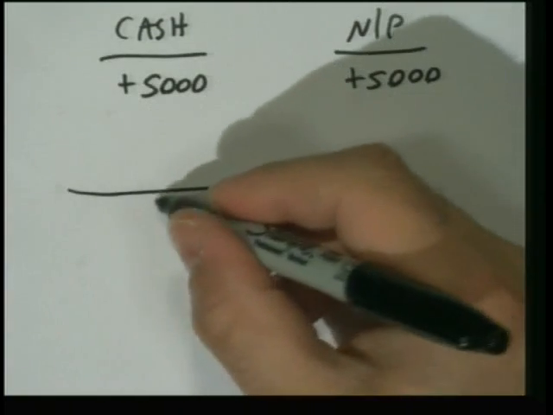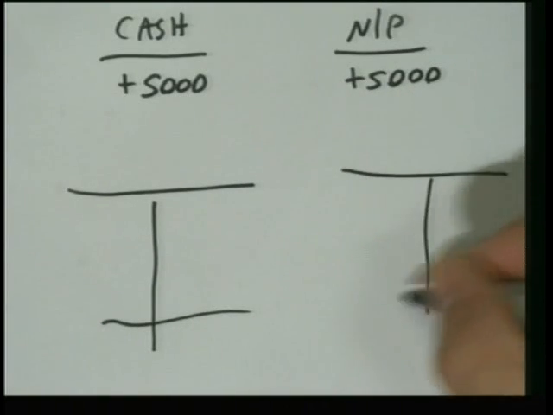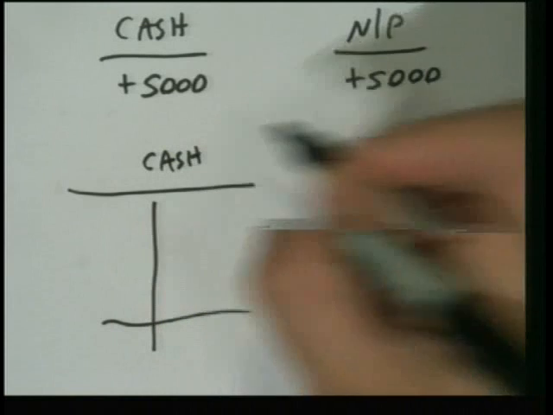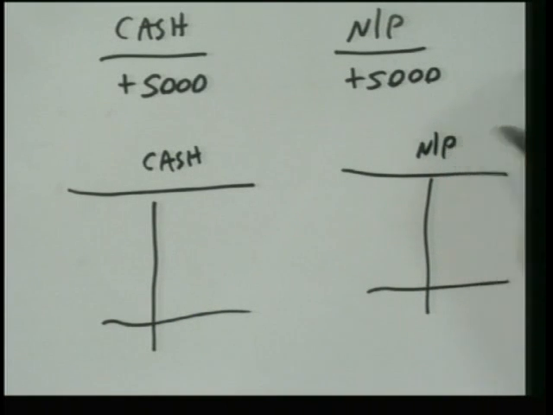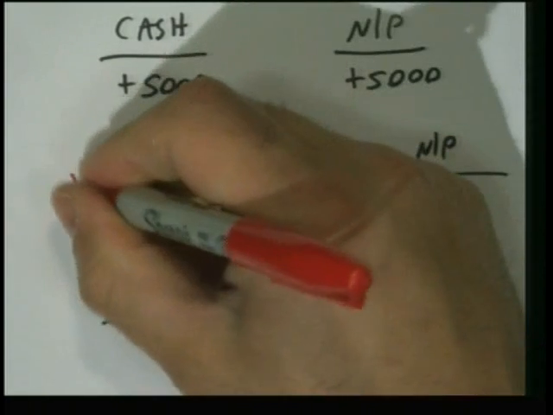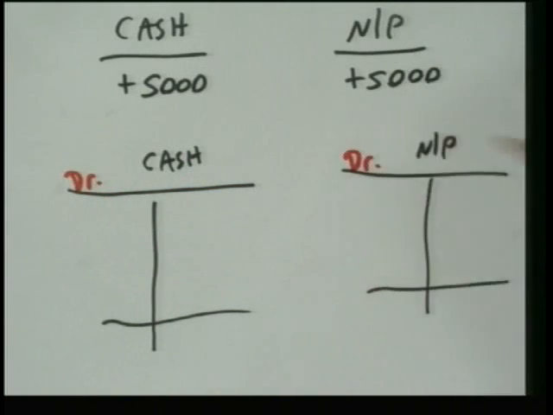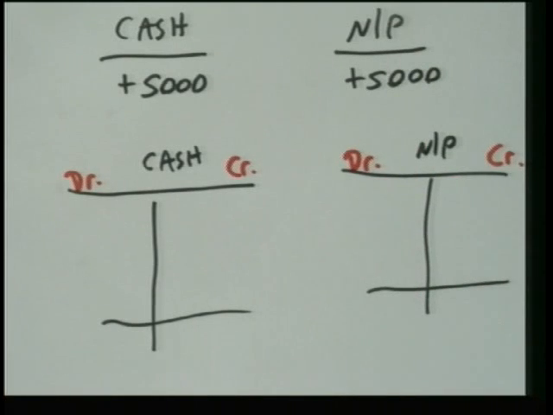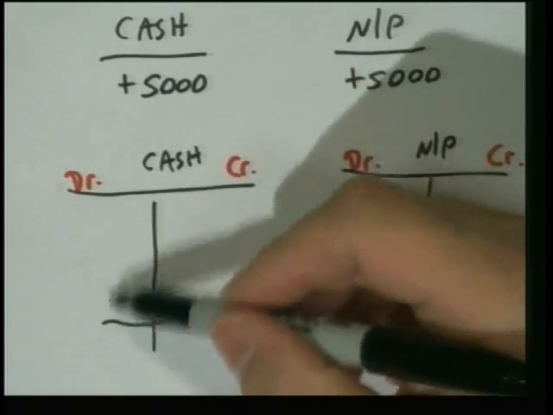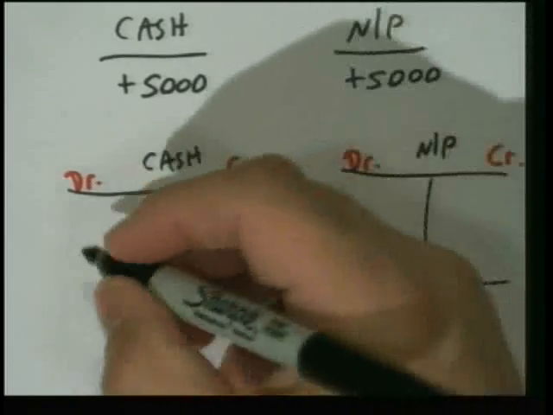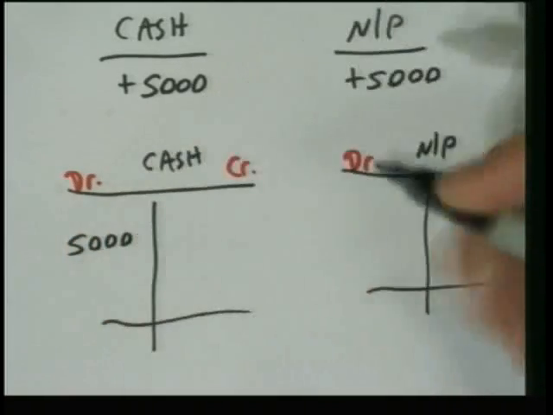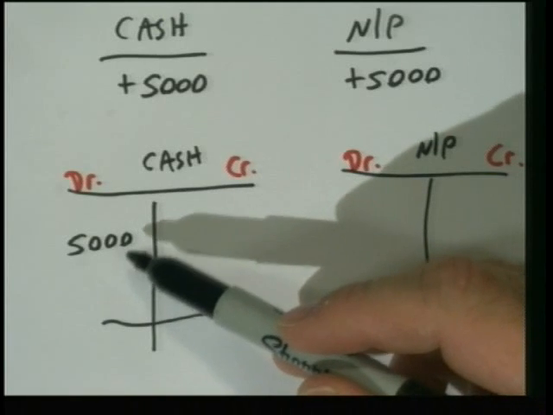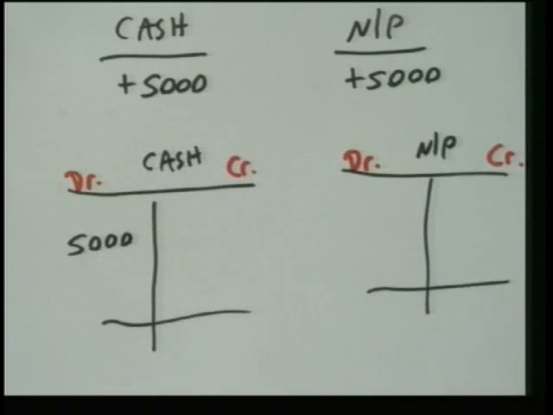Well, let's do T accounts. I'm going to do a T account for cash, and I'm going to do a T account for notes payable. Okay? Now we know that the left side of the T accounts is the debit side, correct? And the right side of the T accounts is the credit side. I also told you that increases for cash are accounted for on the debit side, right? So I'm going to debit cash for $5,000, which means I increased cash for $5,000 because increases are on the debit or the left side.